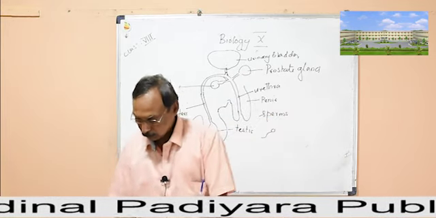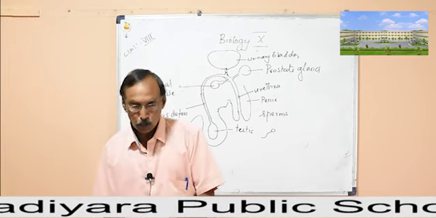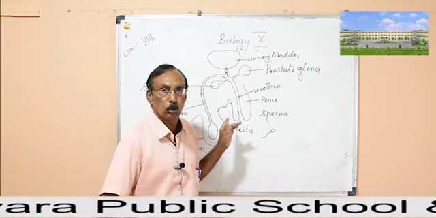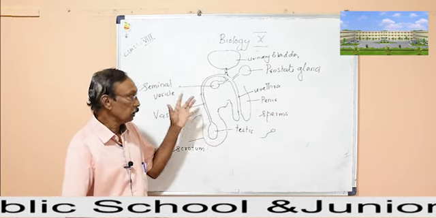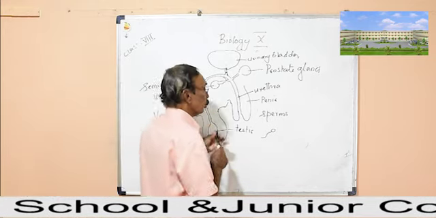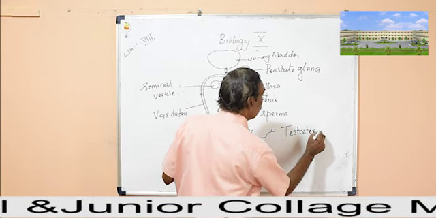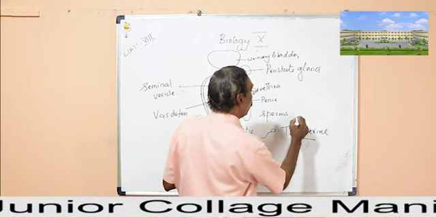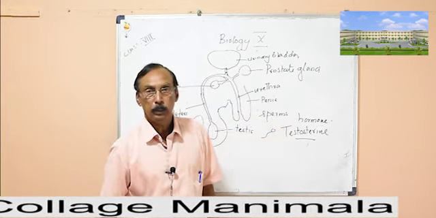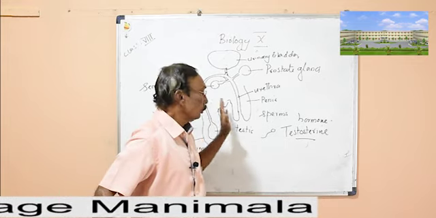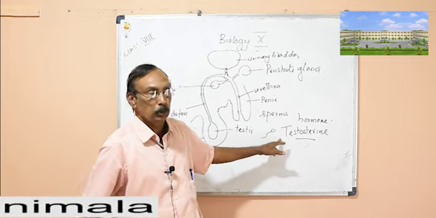Here also, one more important hormone controls the secondary sexual characteristics and sperm production, and that is called testosterone. Testosterone is a hormone which controls the secondary sexual characteristics in the male and also the production of sperm. Everything is controlled by testosterone, a hormone produced in the testis.